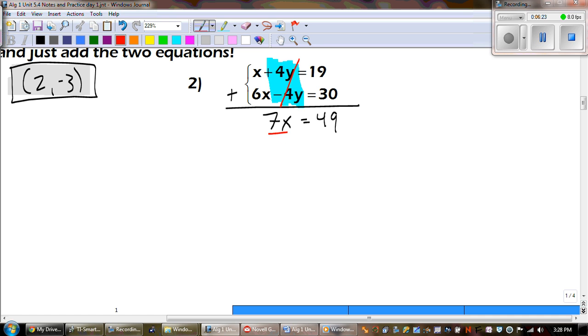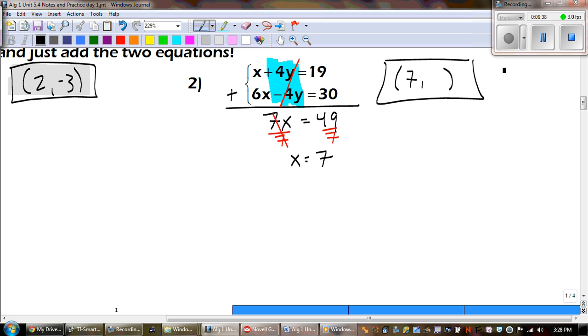So to get the x by itself, we have to divide both sides by 7. And we get that x equals 49 divided by 7, which is 7. Okay, well that's just the first part of the solution. Now we need to find out what y is.